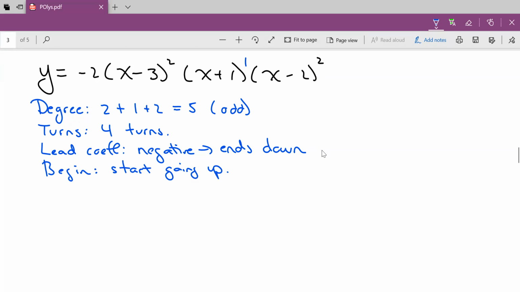Okay, constant term. Well, I can't see the constant term very easily. It's in factored form. So what we could do is simply let x be 0. That would give us our y-intercept. So I'm not going to call it the constant term because I can't see it. I'm going to call it the y-intercept. So I'm going to let x equal 0.